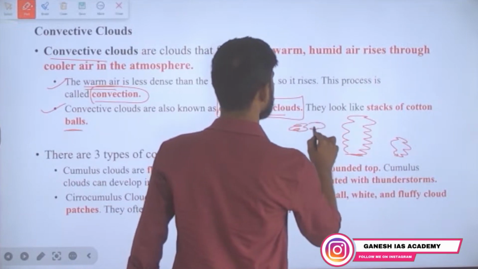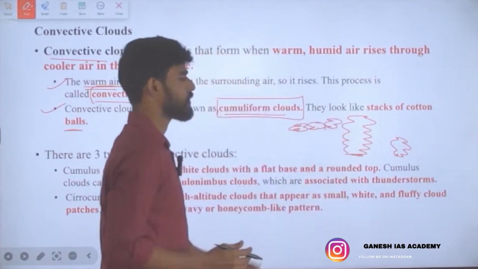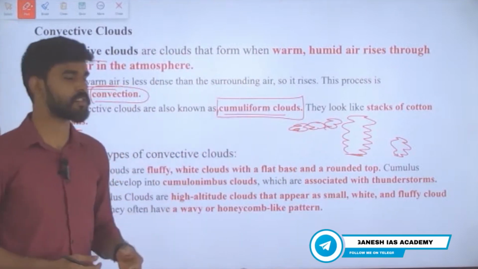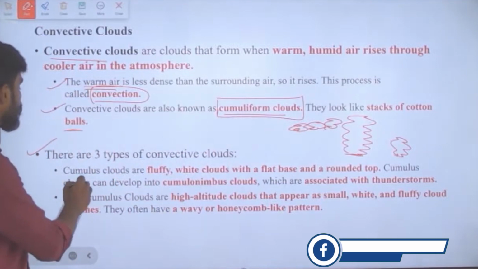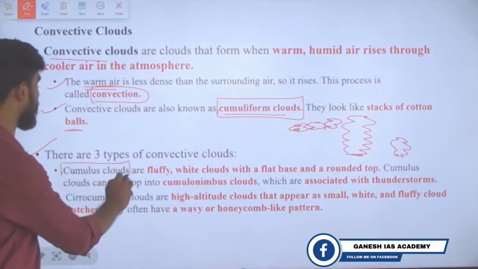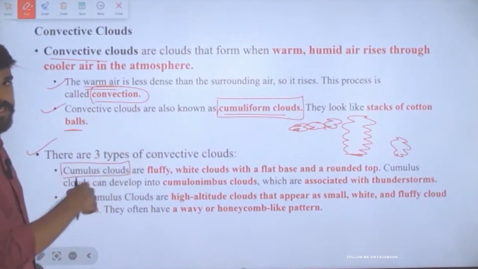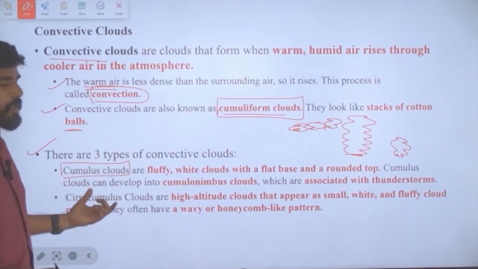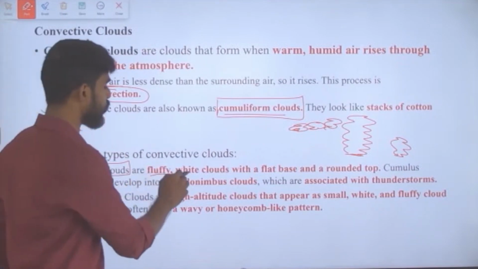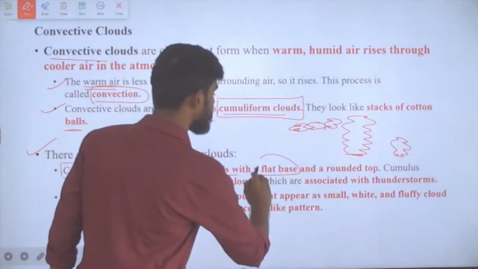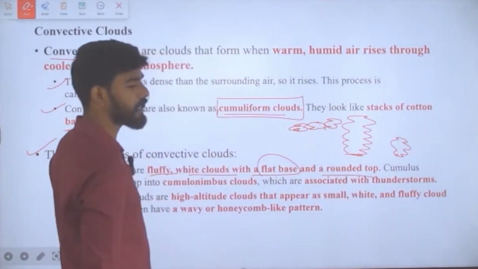So it will be looking like cotton balls dispersed. Okay. Next, there are three types of convective clouds. First one is cumulus cloud. They are together called as cumuliform clouds. And the first type that we are seeing here is cumulus clouds, and they are fluffy white clouds with flat base and they are rounded at the bottom.